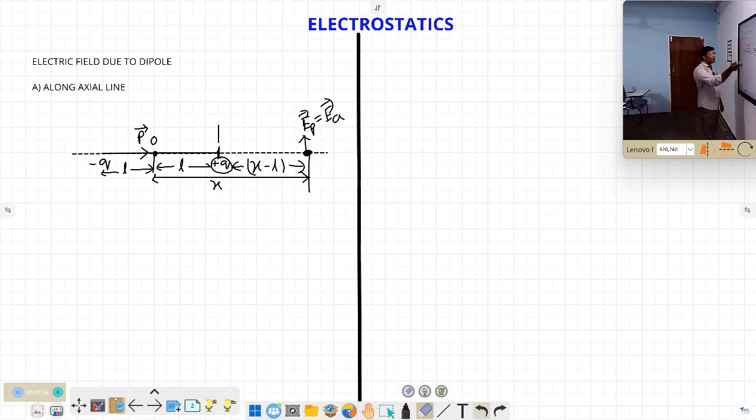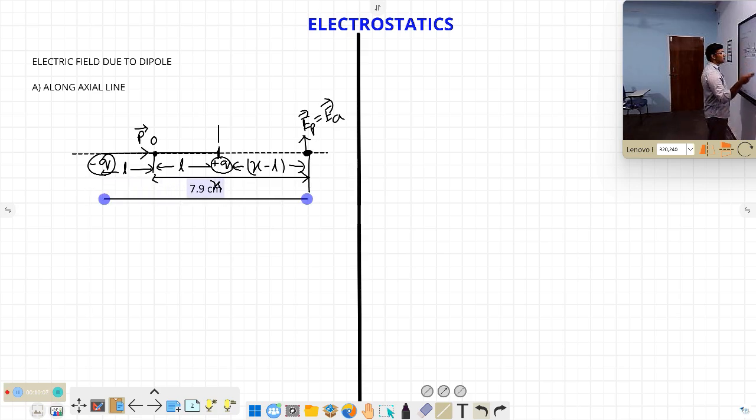So for the second charge, the negative charge, what is the distance? From here to here is L, so the total distance is L plus x, or x plus L. So two charges, positive and negative, are at distances of x minus L and x plus L. Now I am finding the electrical intensity at that point.